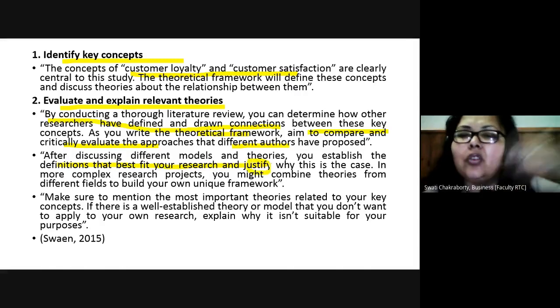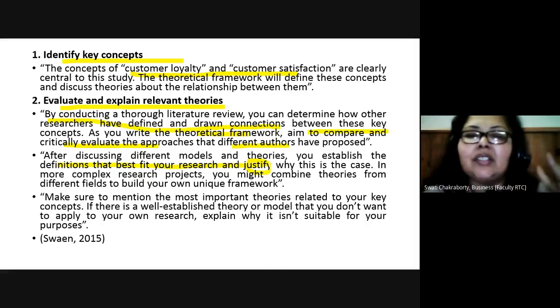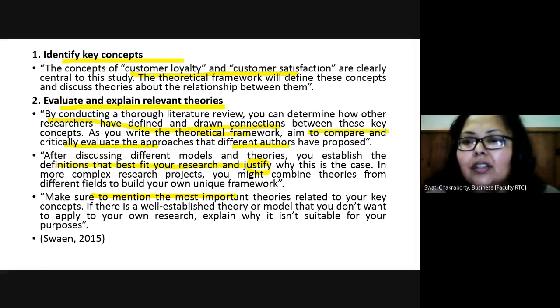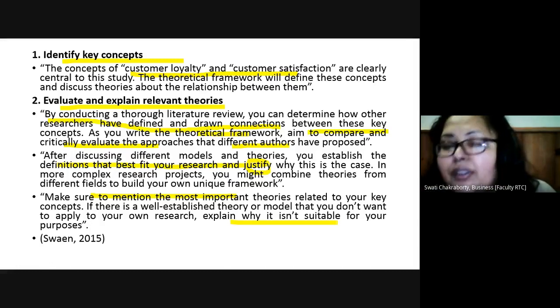And when you have more complex research projects, you can combine theories from multiple fields in order to build your own unique framework. Okay, one thing you should be very careful about is you should make sure that you mention the most important theories which are related to your key concepts. If there is a well-established theory or model that you are not applying for your research, you need to explain why it's not suitable for your research work.